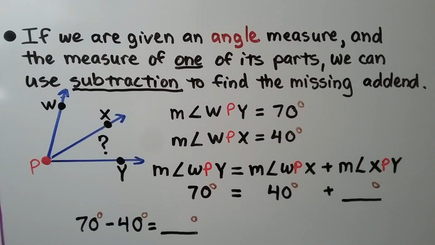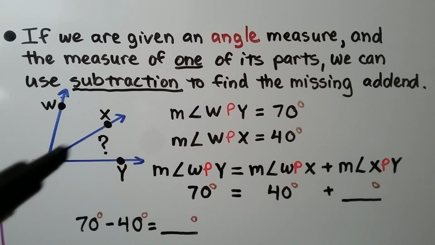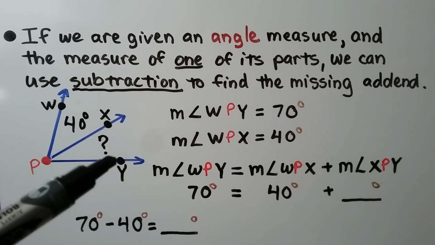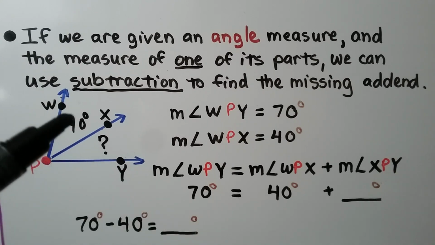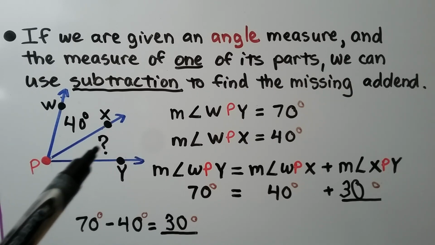If we are given an angle measure and the measure of one of its parts, we can use subtraction to find the missing addend. It's telling us that the measure of angle WPY is equal to 70 degrees. So this greater angle is equal to 70 degrees. It's also telling us the measure of WPX is 40 degrees. And we know the measure of an angle is equal to the sum of the measure of its parts. So if this is 70 degrees, and we know the measure of angle WPX is 40 degrees, we can use subtraction to find the missing addend. 70 degrees minus 40 degrees is 30 degrees. That means 40 degrees plus 30 degrees is equal to 70 degrees. We know that that must be a 30-degree angle.